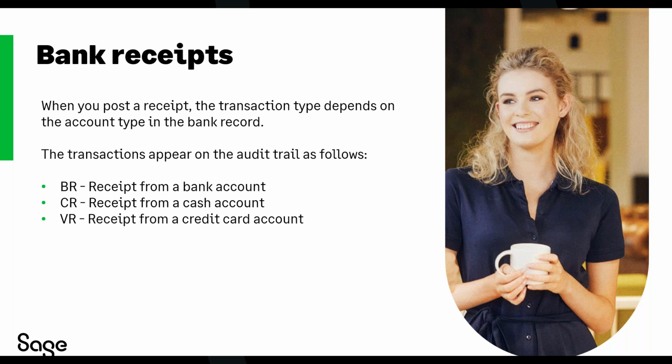And for bank receipts, they would appear as a BR, so that's what we've just posted at the end there. That's a receipt from a bank account. A CR, a receipt from a cash account, and a VR, which is a receipt from a credit card account.